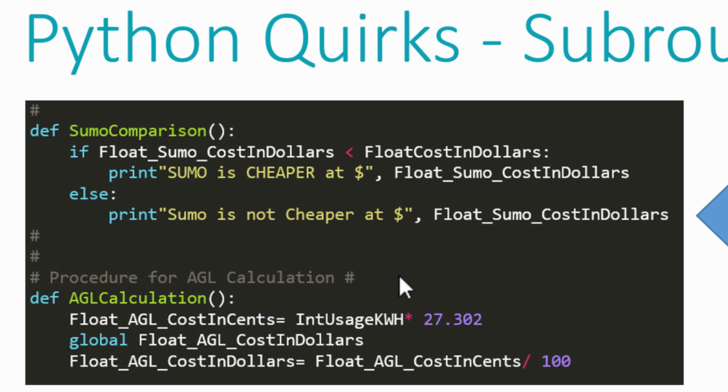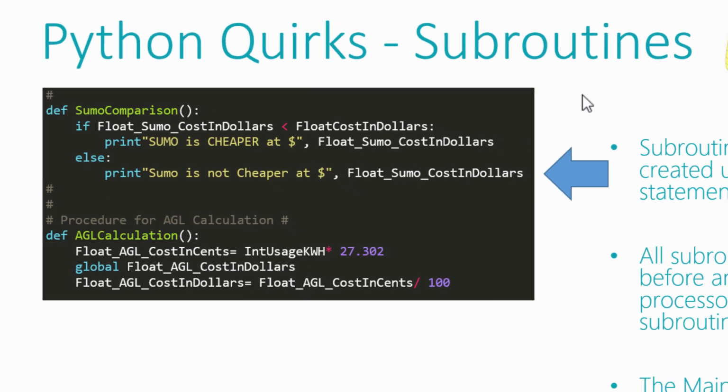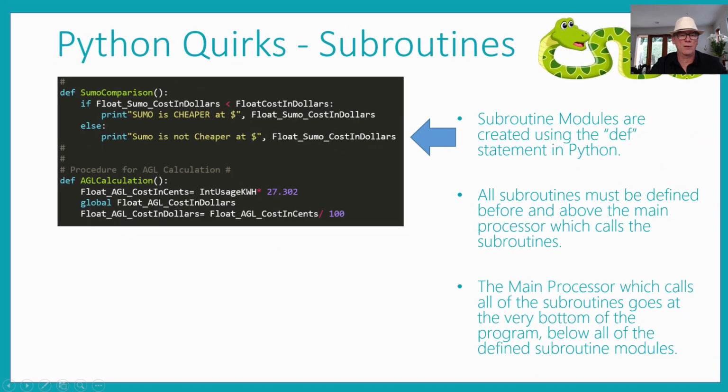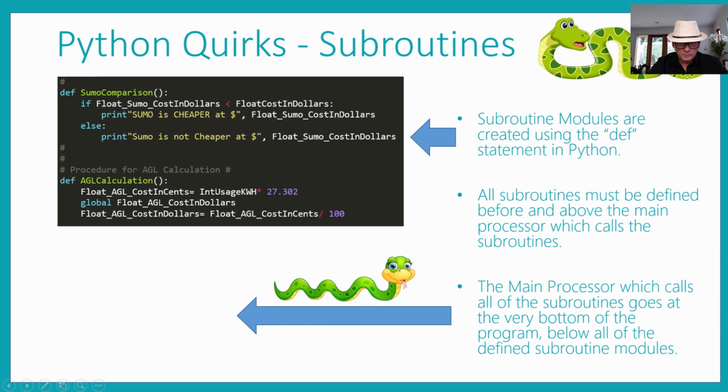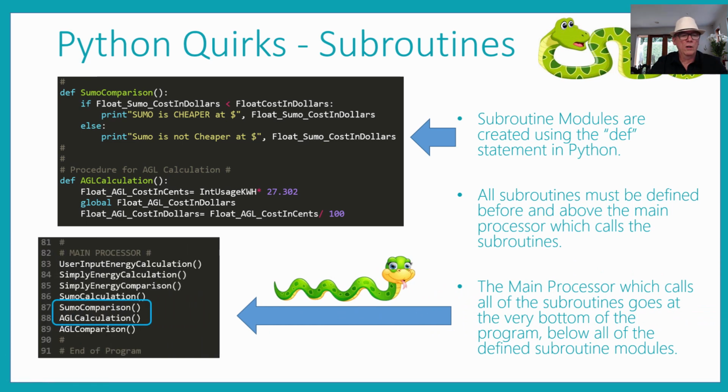Now, in Visual Basic, we kind of put our subroutines just down the bottom of the program and have the main part of the module up the top of the program. But in Python, you've got to do it the other way around. So this is a little bit tricky. All of your main processing, your main processor goes right down the bottom of the program, okay? So down here we've got the main modules we're doing, and we've got that sumo comparison one where it'll go off and do that little subroutine up there, the first def. We've got our AGL calculation, which will go off and do this other def.